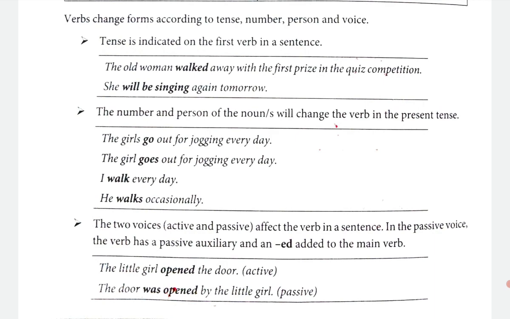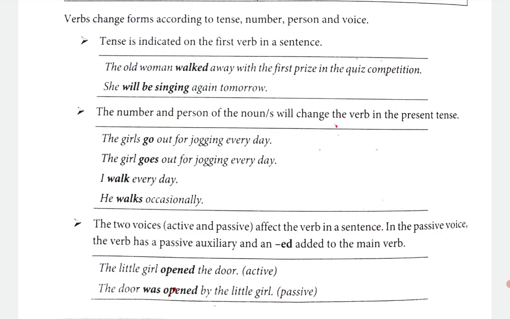The number and person of the noun will change the verb in the present tense. For example, the girls go out for jogging every day. Go is the verb here, and it is go because girls is plural. Here the word girl is used in its plural form, girls. The girls go out for jogging every day.